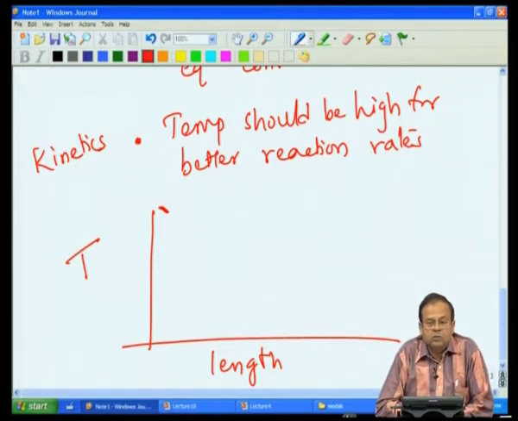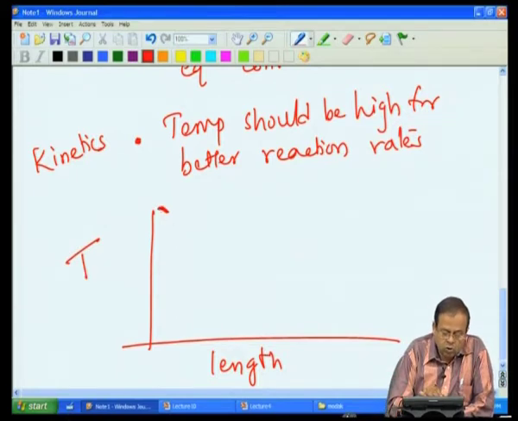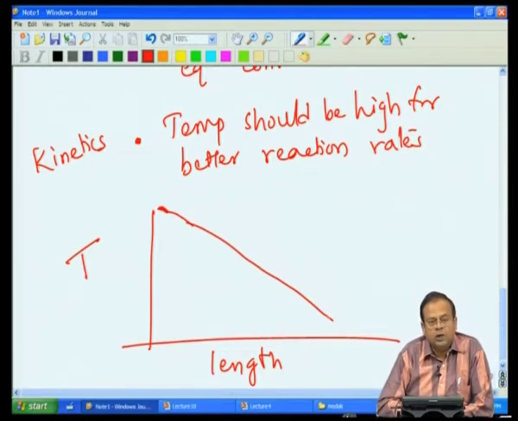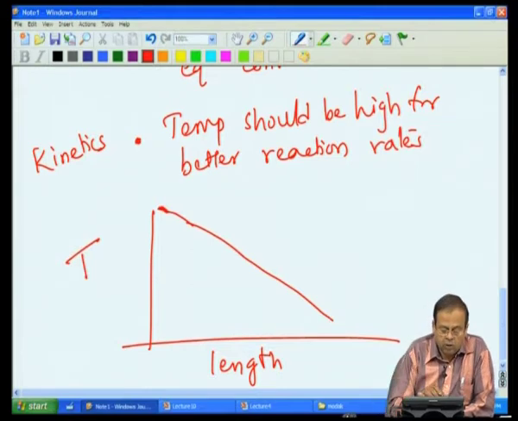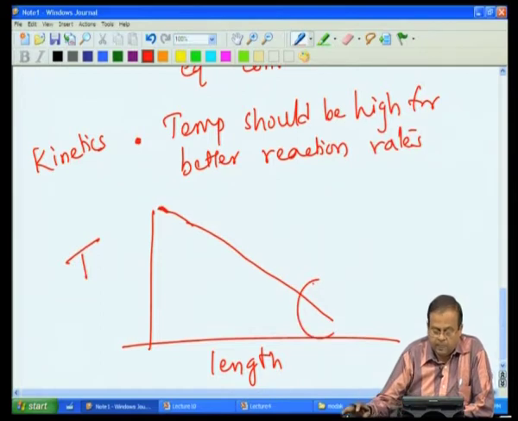But as my reaction proceeds, if I keep the reactor at high temperature, I know I am going to stumble upon my thermodynamic limit. So, what should I do? I should lower that temperature and keep on lowering this temperature, so that I get the best of both the worlds. How? By focusing on better kinetics over here and by focusing on better equilibrium conversion or better thermodynamics over here.